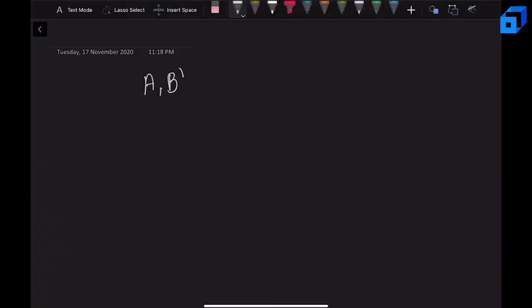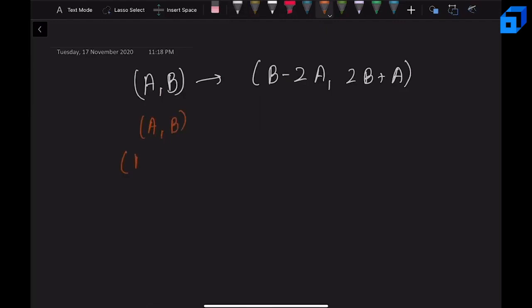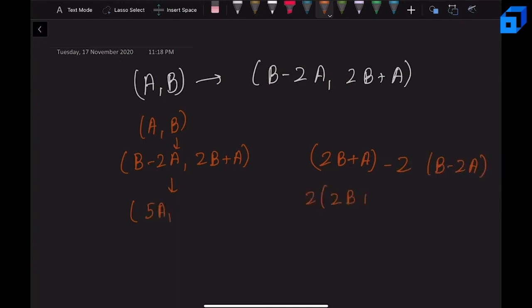So let's look at the solution. As per our operation, (A, B) is changed to (B minus 2A, 2B plus A). So let's actually look at how the values change. Initially the value is (A, B). After doing an operation, the value will be (B minus 2A, 2B plus A). If we do one more operation, the value of A will be 2B plus A, minus 2 into A, where A is B minus 2A. So this will be 5A, and the value of B will be 2 into (2B plus A) plus (B minus 2A), which will be 5B.